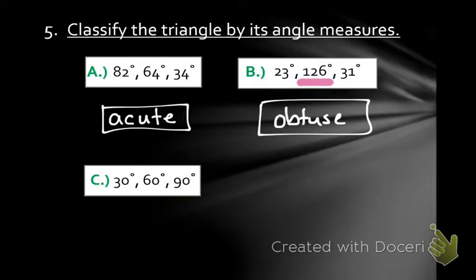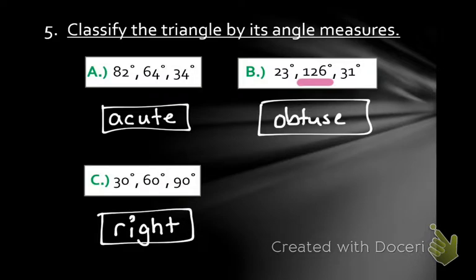The final one, this should be the easiest one to identify. What kind of a triangle is this? Why is it a right triangle? Because one of the angles is a 90-degree angle, so that helps us to know it's a right triangle.